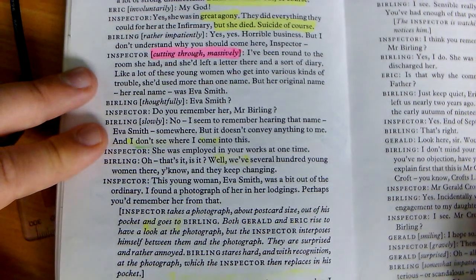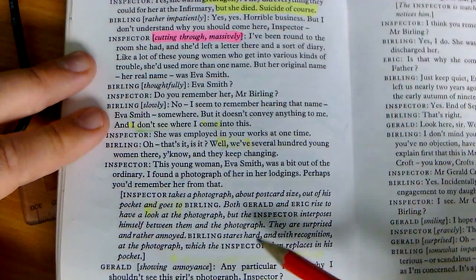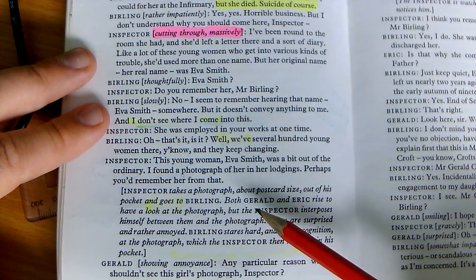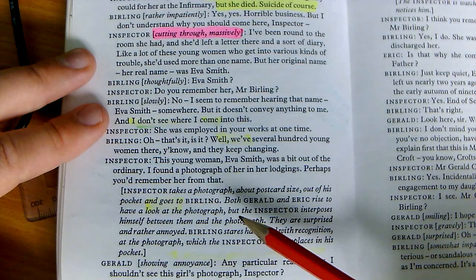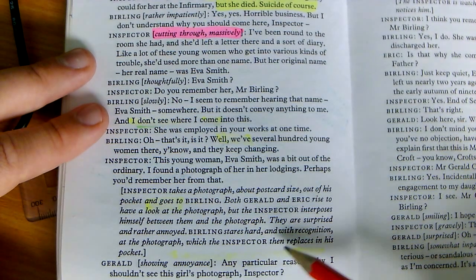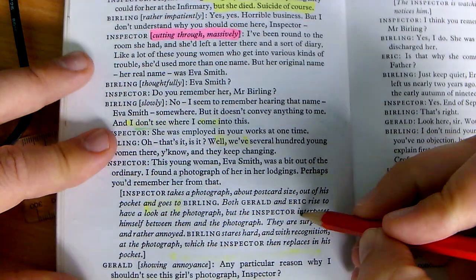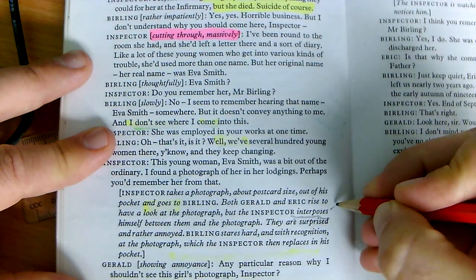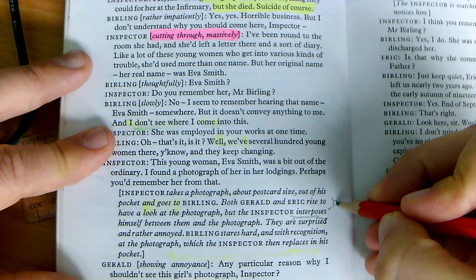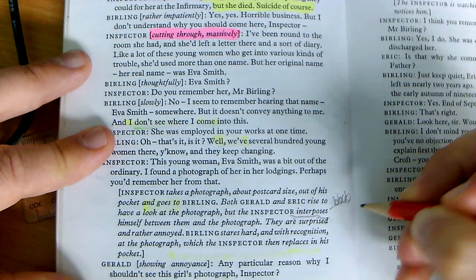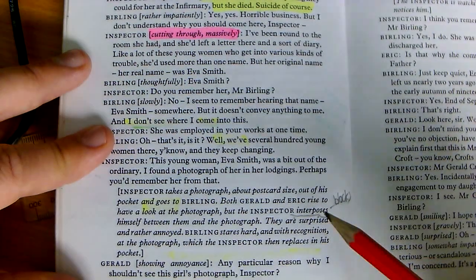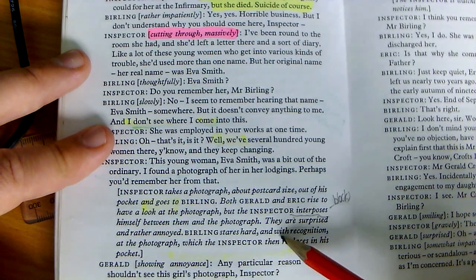The inspector takes a photograph, about postcard size, out of his pocket and goes to Burling. Both Gerald and Eric rise to have a look at the photograph, but the inspector interposes himself between them and the photograph. That means he kind of blocks Eric and Gerald, and that's significant for what happens a bit later on. So only Burling sees the photograph.